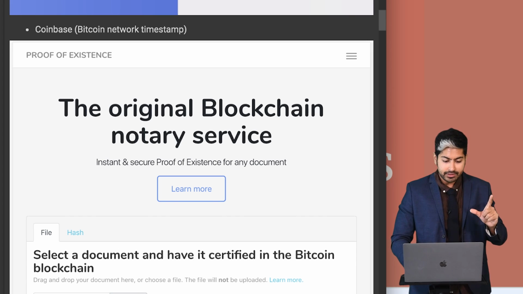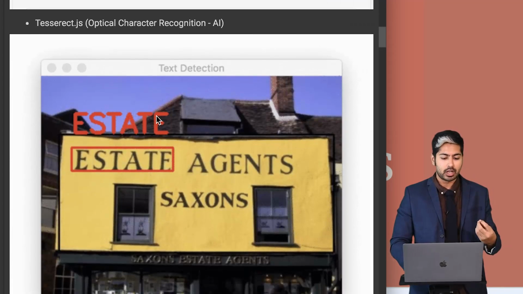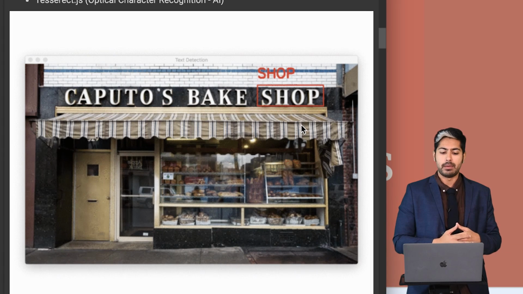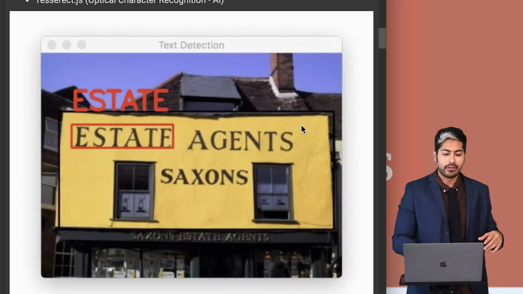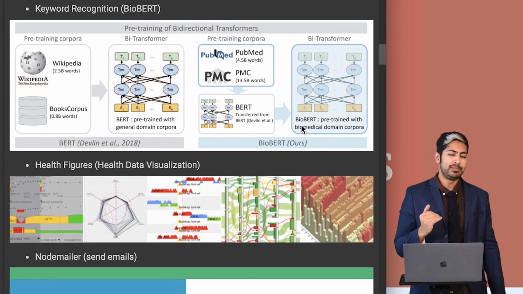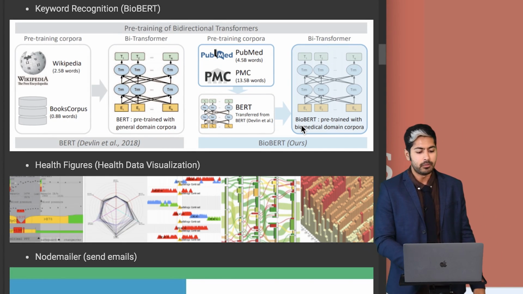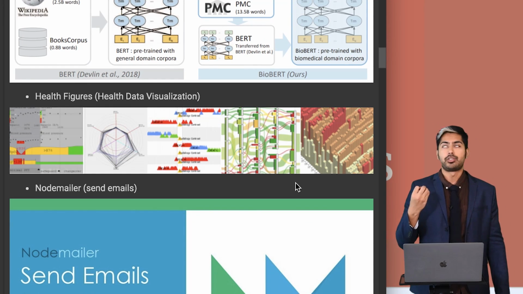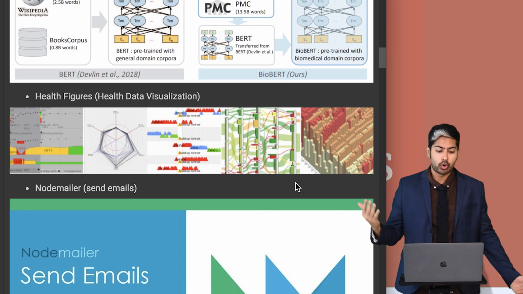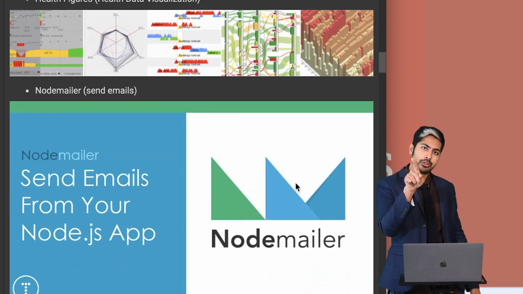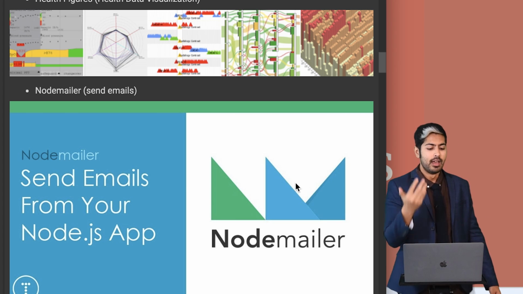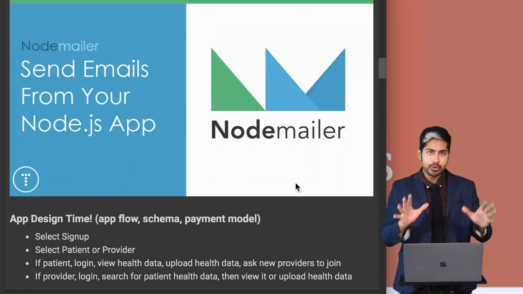So I'm using that for the blockchain functionality, Tesseract.js for that optical character recognition, as you're seeing here, right from images, reading the text right out of an image. It's super cool. For keyword recognition, I'm using BioBERT. I keep using this amazing model. For visualizing it, there's actually a beautiful JavaScript library for visualizing electronic health record data, incredibly. And lastly, for sending that mail to the provider, if they don't already exist in our database and we want to add them as a patient, I use Nodemailer. All right, so those are the tools.